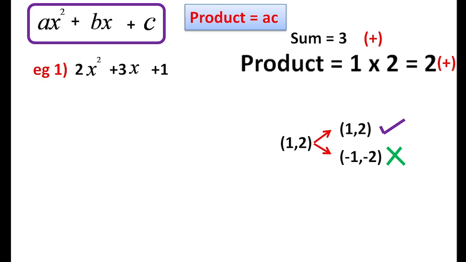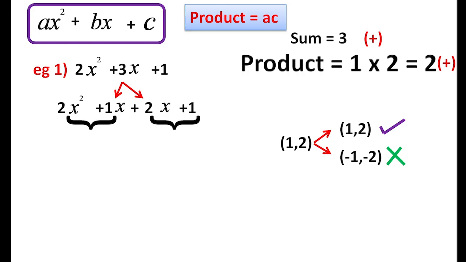Now we come back to the question. That is, the first term 2x square itself. Then we are splitting the middle term 3x. Instead of 3x we have to write plus 1x plus 2x, because 1 and 2 are the correct option. The last term we write the same. And we have to group it the same as the previous one: first 2 terms in one group, last 2 in another group.